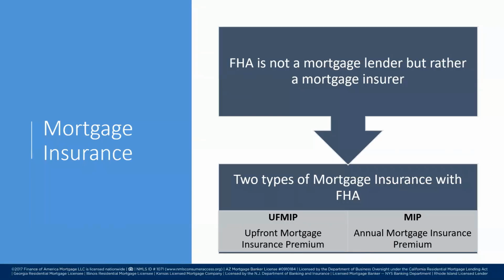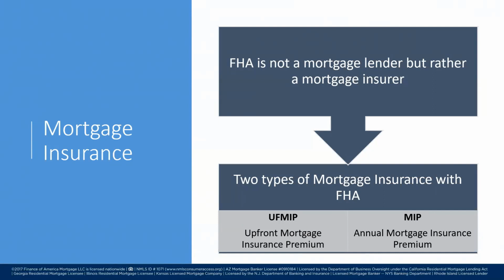Now, under FHA, remember, is not a mortgage lender, but rather they're a mortgage insurer. And like other insurers, the FHA collects regular payments that are known as premiums, which funds the claims that it pays to lenders. So FHA mortgage insurance premiums are split into 2 parts. And the first is the upfront mortgage insurance premium. The second is the annual mortgage insurance premium.